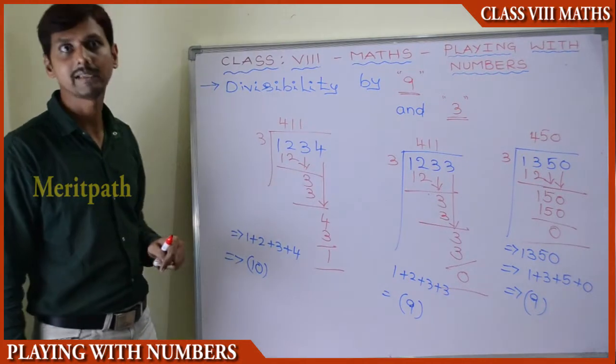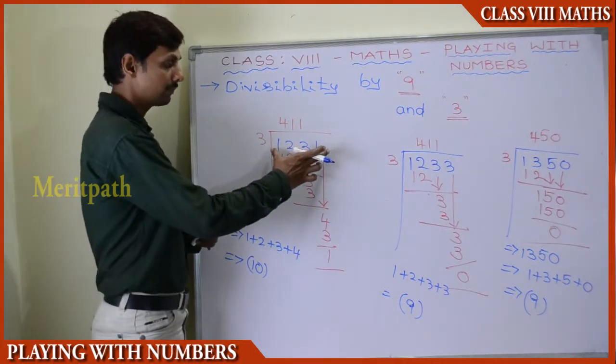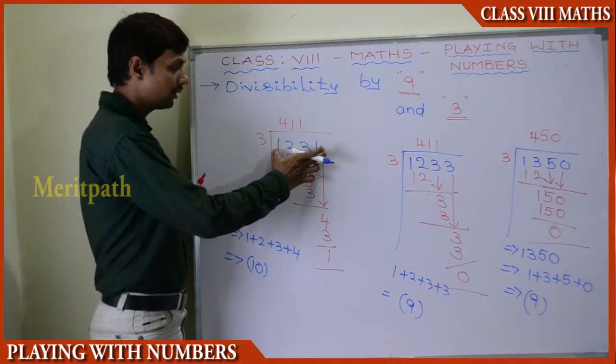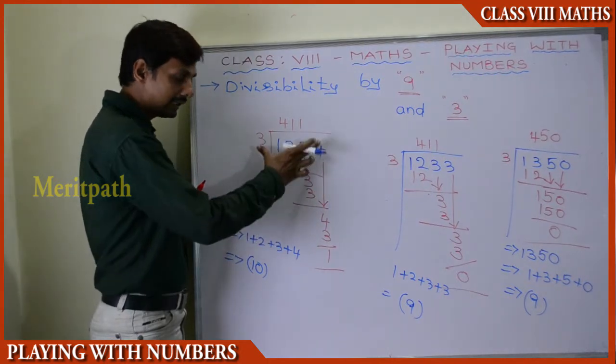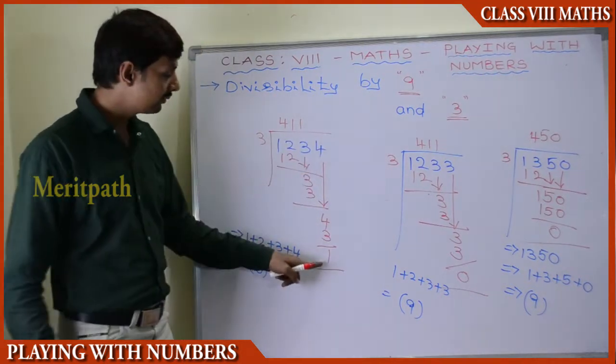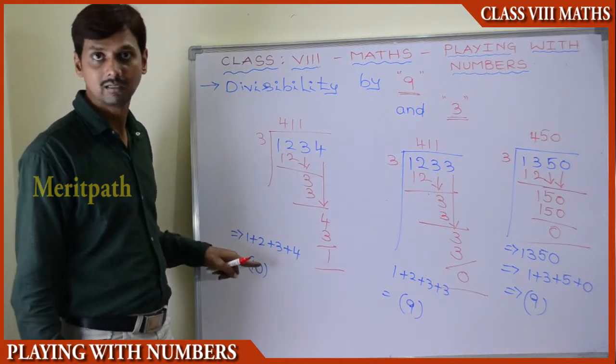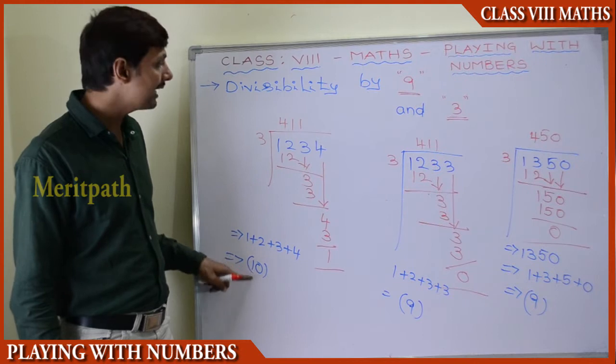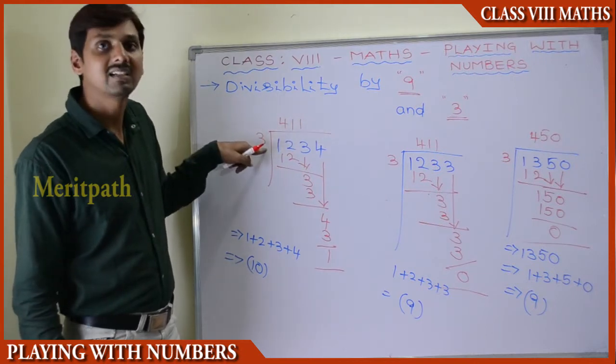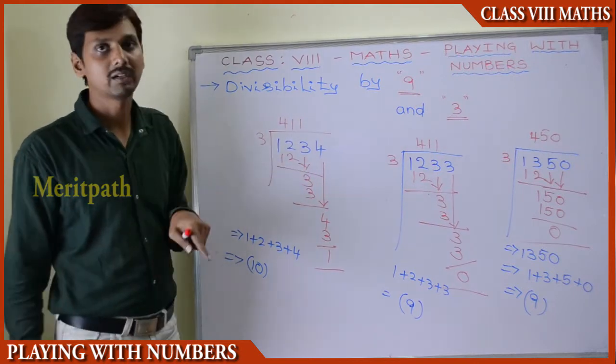But in this case, 1234, we take it and it's not divisible by 3 because 1 is the remainder. Then we add all the digits and we get 10 as the result, and this 10 is not divisible by 3. That's the reason this whole number is not divisible by 3.